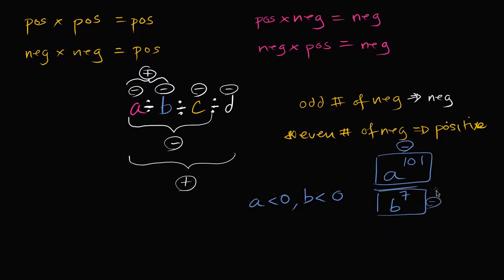But then you have a negative divided by a negative. A negative divided by a negative is going to be a positive. So this thing right here is going to be positive. So this is just a beginning. And in the next few videos, we'll actually do a bunch of examples that really test our understanding of this.